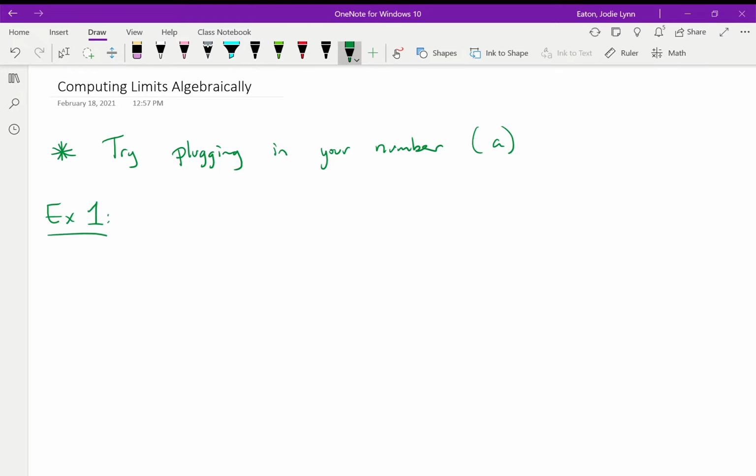Most limits, if you're just asked a pretty straightforward, regular old limit, this is the most likely thing to work. So let's say we have the limit as x approaches 0 of x squared minus 2x over x squared minus 6. So this is equal to 0 squared minus 2 times 0 over 0 squared minus 6, as long as the denominator is not 0, which it's not going to be. So this equals 0 over negative 6, which is just 0.